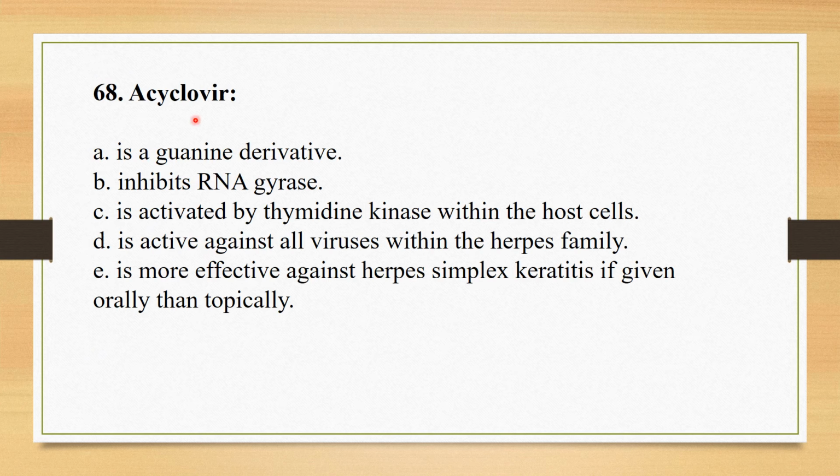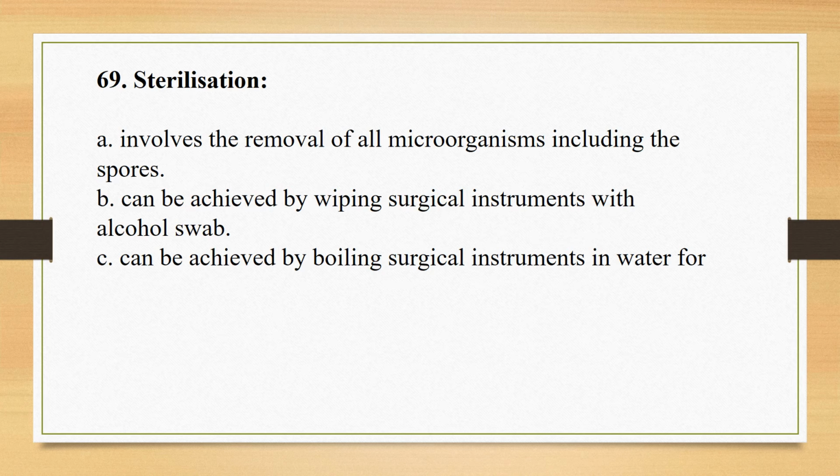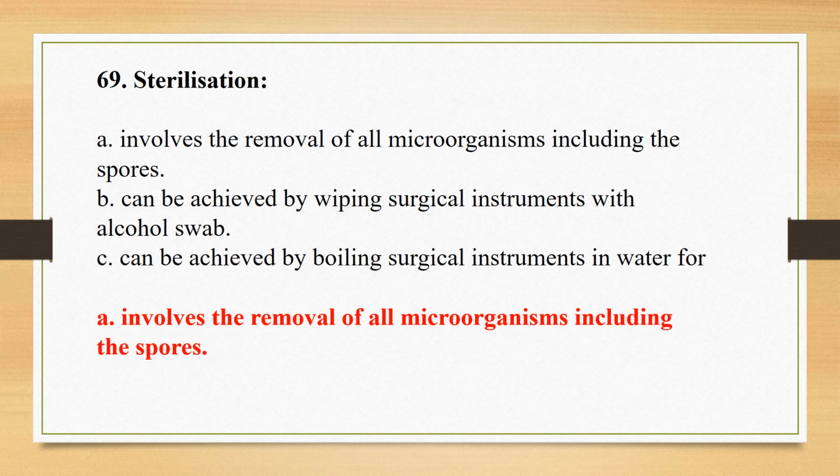Acyclovir is used for the treatment of herpes simplex viruses. It is an analog of what? So it is a guanylate derivative. It can be used as a GTP, guanosine triphosphate analog. So it is a guanine derivative. Sterilization is a process that is used for the removal of all organisms, including the spores. That is the definition of sterilization.